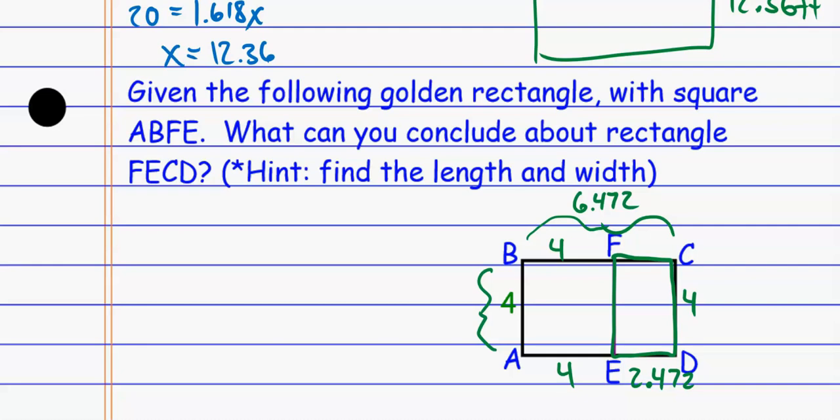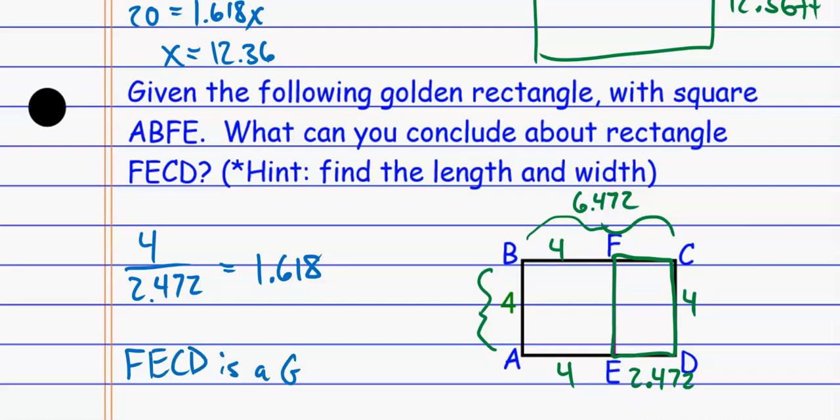Let's look at the ratio of that thing. You can probably take a guess at this, but if I look at the ratio, 4 divided by 2.472, if we divide that on the calculator, we get 1.618. So when I look at the ratio of the two sides of that smaller rectangle, it gives me the golden ratio. So FECD is a golden rectangle.